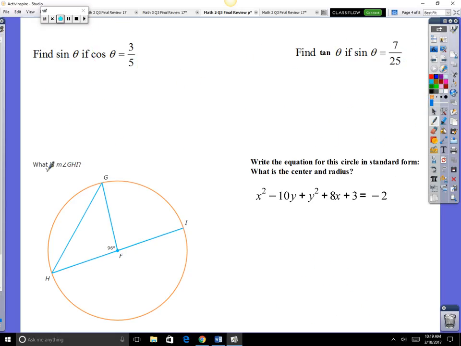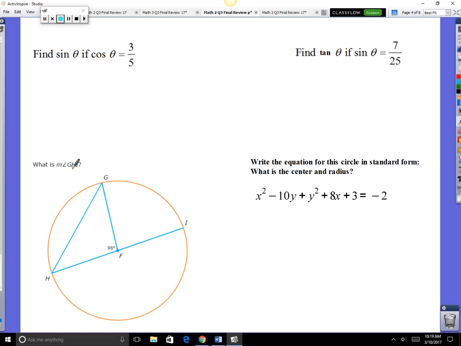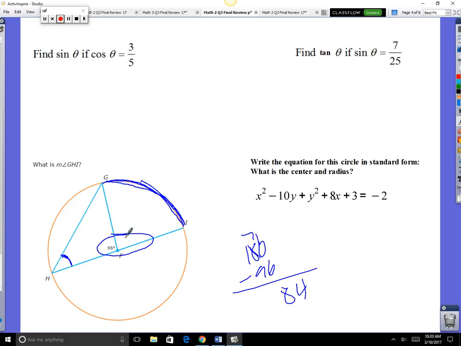Okay, now circles. You've got to find the measure of angle GHI. So GHI, that's this angle right here. This angle is related to this arc. So if I can find the arc, I'm in business. There's a couple ways to find the arc. These two are a linear pair, so they make 180. So if I do 180 minus 96, I am left with 84.